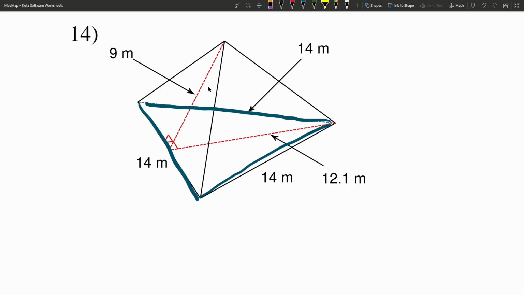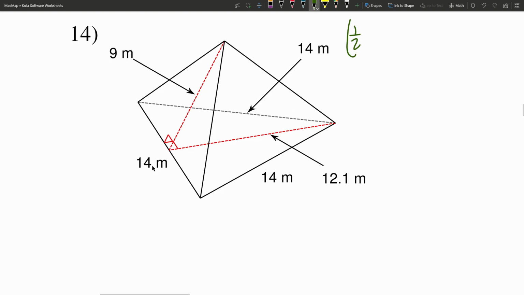So let's start with our base. For the area of a triangle, since we have a triangular base, that's 1/2 the base, which is 14, by the height, which is 12.1. The base and height of that triangle we're calculating the area of are perpendicular. So this is 1/2 times 14 times 12.1, and that will get added to 3 times the area of one of our other triangles, since they make up the other 3 sides.